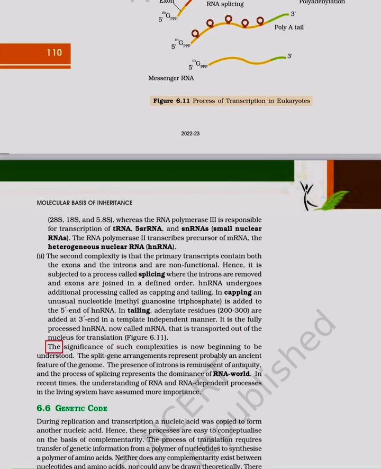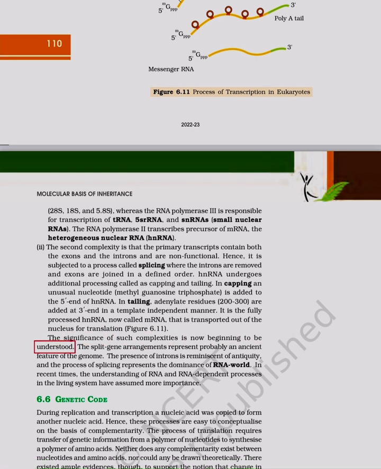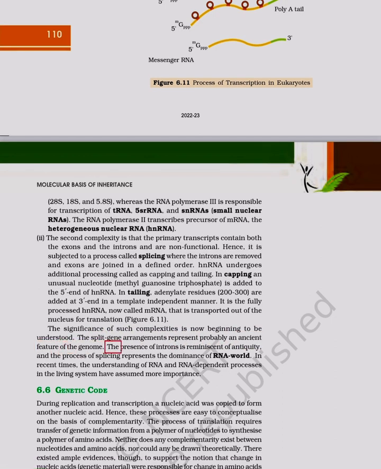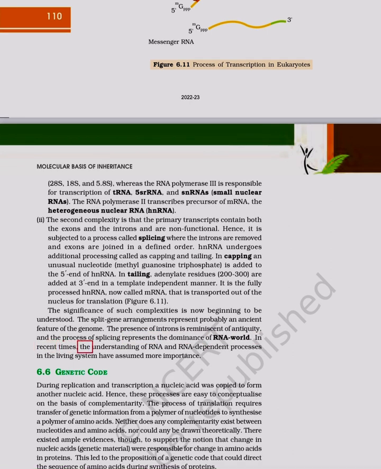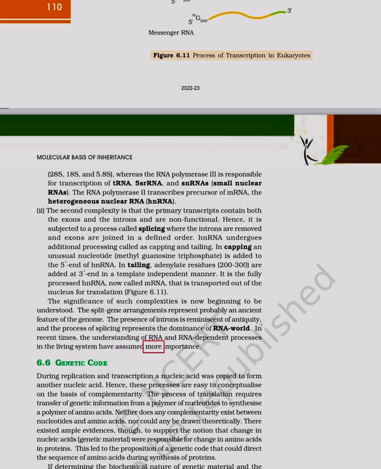Figure 6.11. The significance of such complexities is now beginning to be understood. The split gene arrangements represent probably an ancient feature of the genome. The presence of introns is reminiscent of antiquity, and the process of splicing represents the dominance of the RNA world. In recent times, the understanding of RNA and RNA-dependent processes in the living system have assumed more importance.